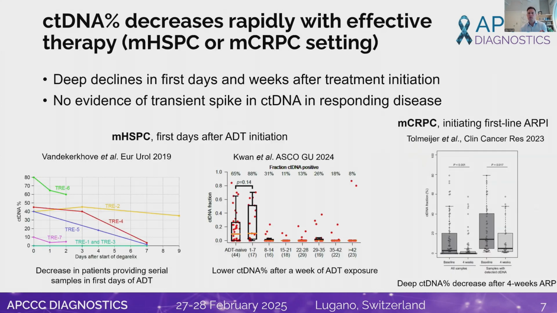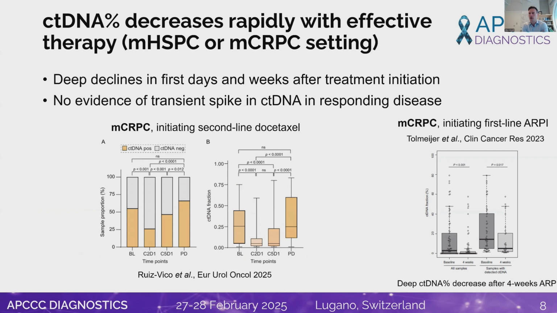Once you start treatment, we see very quick declines in ctDNA fraction in the first days and weeks of treatment. On the right and the middle here is castrate-sensitive disease initiating ADT. Within that first week of treatment, there are big declines in ctDNA. On the right-hand side in the CRPC setting, once you start ARPI in the first-line setting, after one cycle we see much depressed ctDNA fraction compared to either baseline or progression.